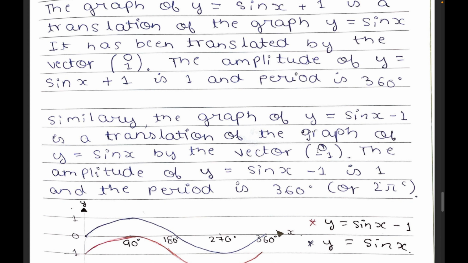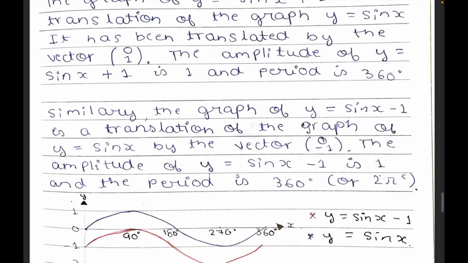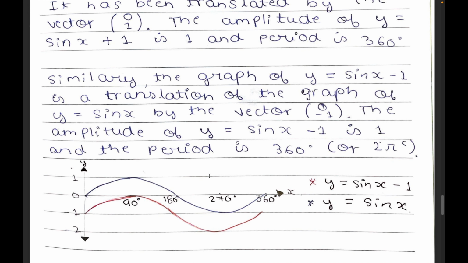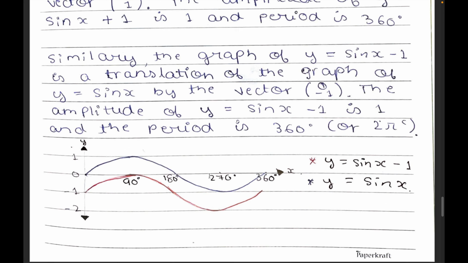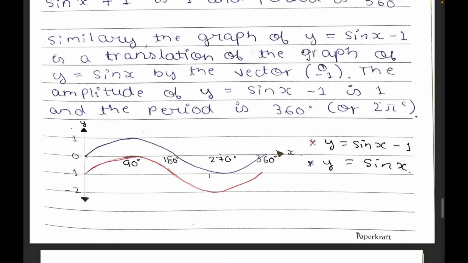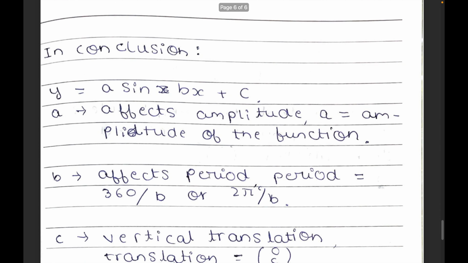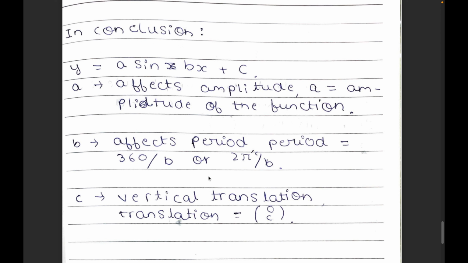So the vector would be (0, -1), and the period and the amplitude would remain the same. But the maximum and minimum points would change, while the amplitude remains the same. So this is the conclusion.